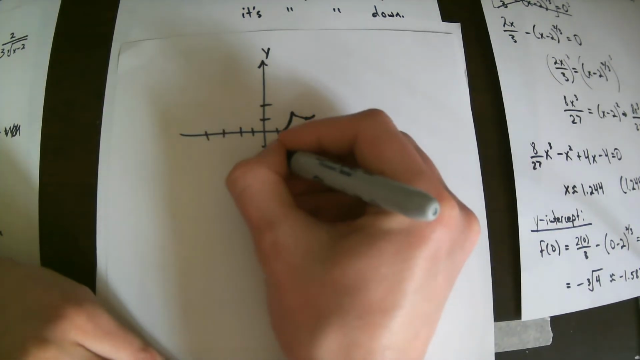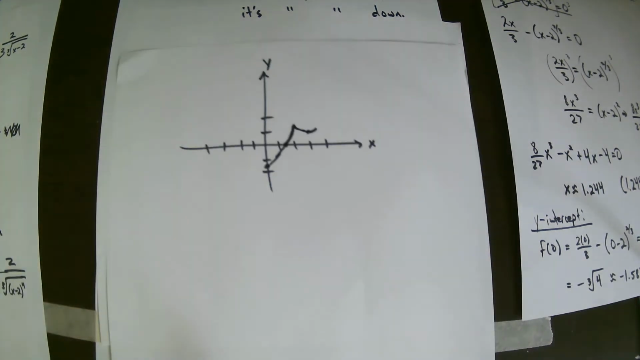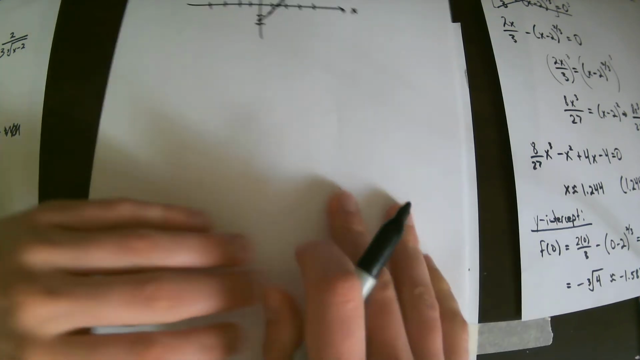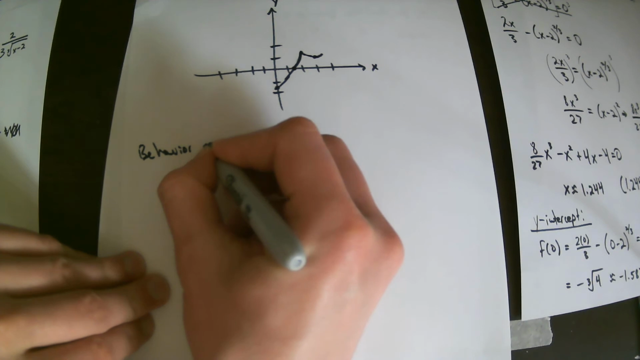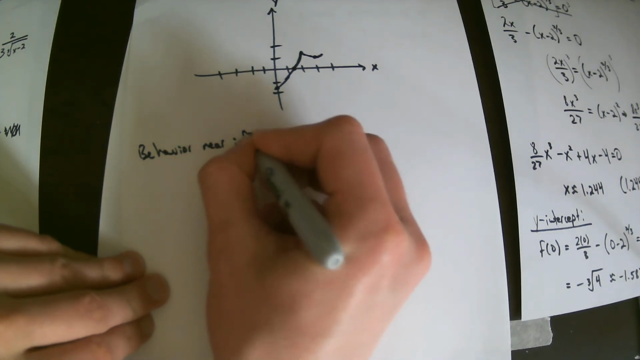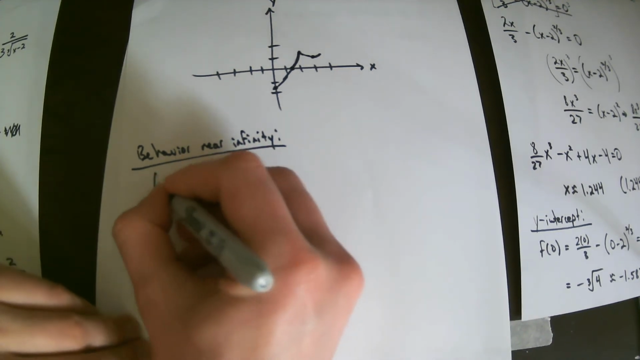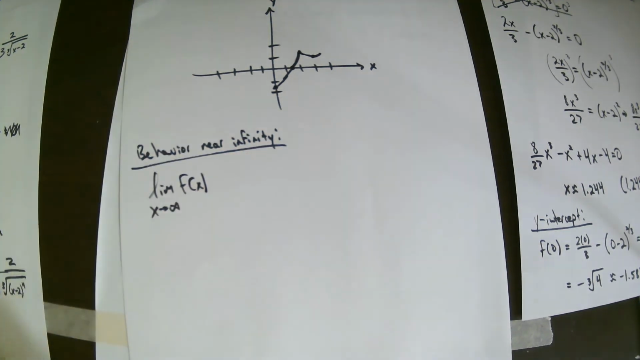Now, we don't know about the end behavior yet, so let's investigate that now. In fact, I'll just do it on this paper here. So the end behavior, behavior near infinity. Limit as x tends to positive infinity of f of x.